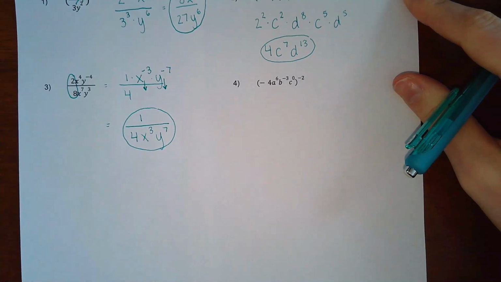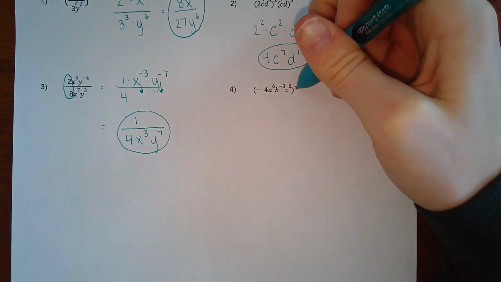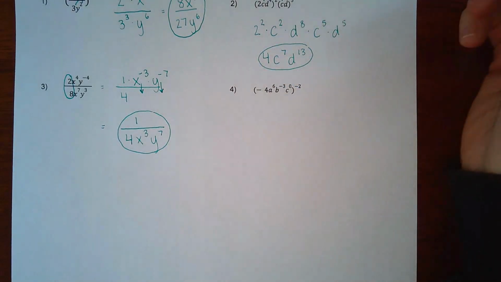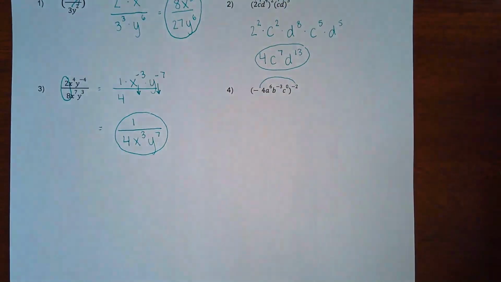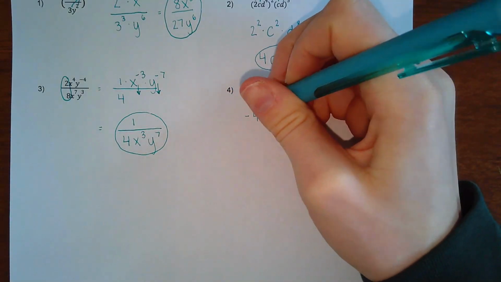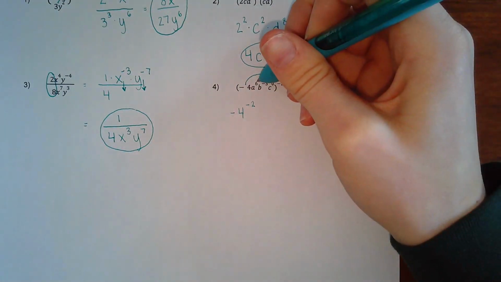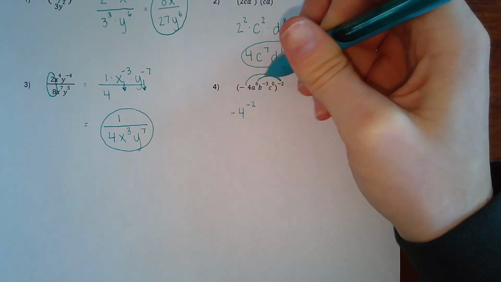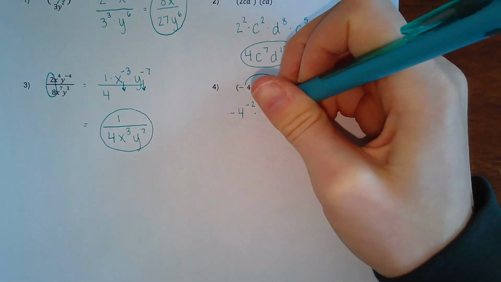All right, final example. Again, I see a lot of negatives here. I'm going to do all of my other properties first and wait until the end to move my negatives. This negative 2 is going to have to be distributed to everything. So we'll start with the negative 4. The negative 4 is not an exponent, so that's going to stay a base, and it's going to get a power of negative 2. The 6 is an exponent, so we can multiply. That's our shortcut. 6 times negative 2 is negative 12.